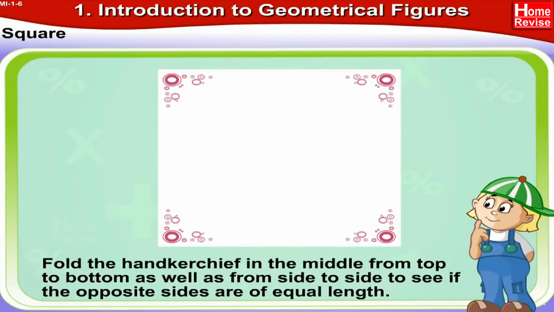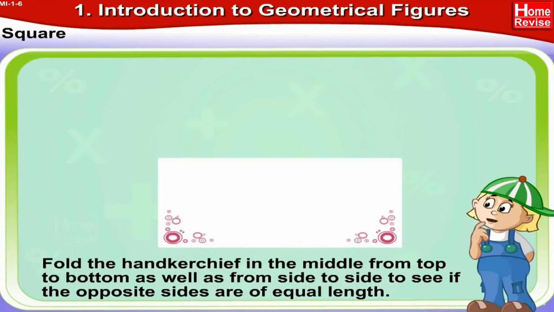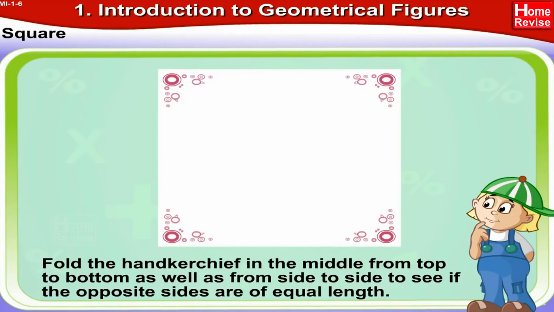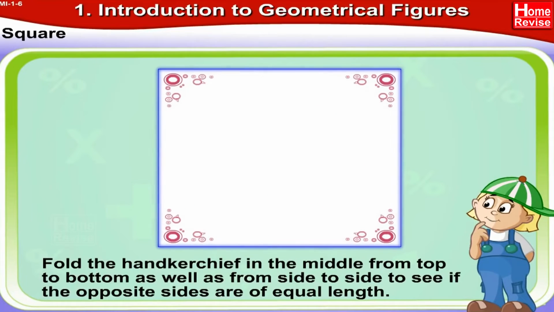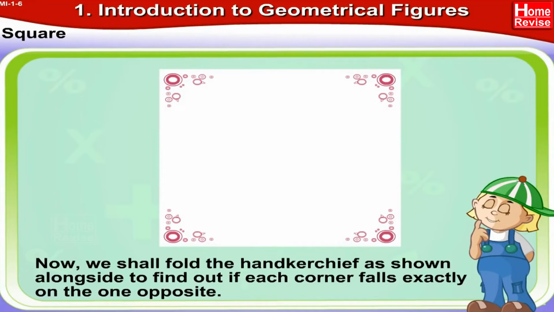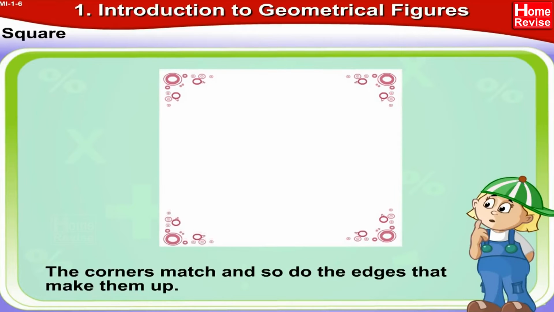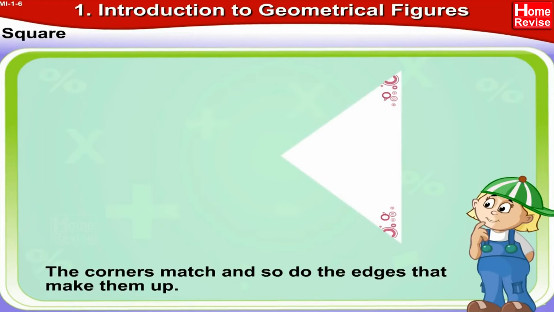Now, fold the handkerchief in the middle from top to bottom as well as from side to side to see if the opposite sides are of equal length. Now, we shall fold the handkerchief as shown alongside to find out if each corner falls exactly on the one opposite. Well, the corners match and so do the edges that make them up.